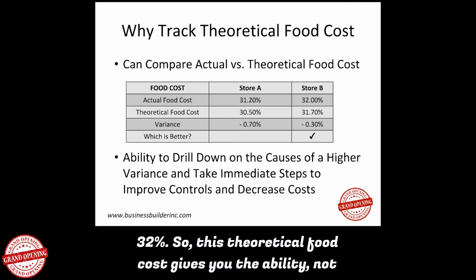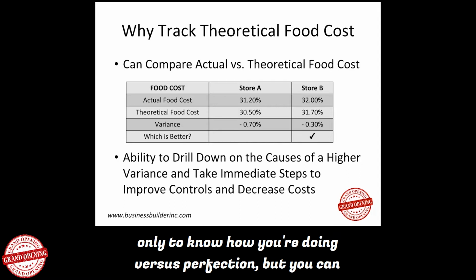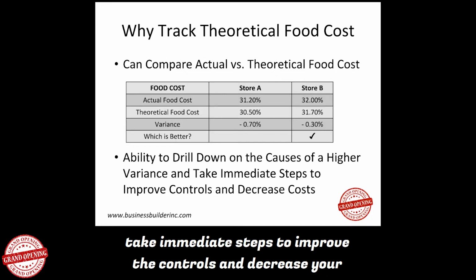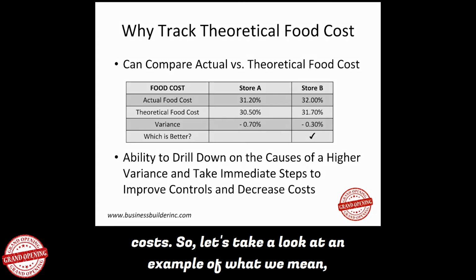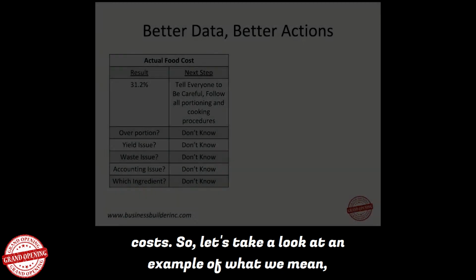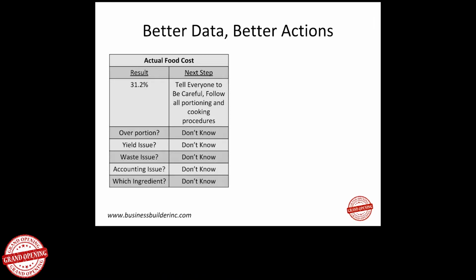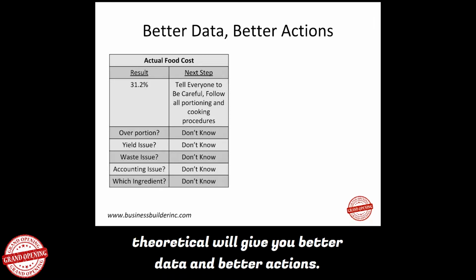So this theoretical food cost gives you the ability not only to know how you're doing versus perfection, but you can drill down and really find the causes of the higher variance, take immediate steps to improve the controls and decrease your costs. Let's take a look at an example of what we mean. Theoretical will give you better data and better actions.